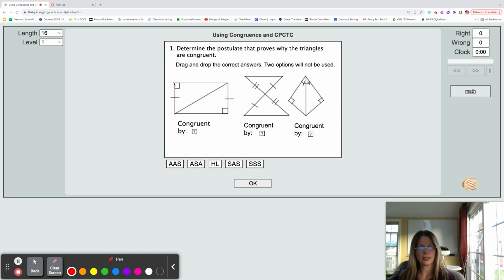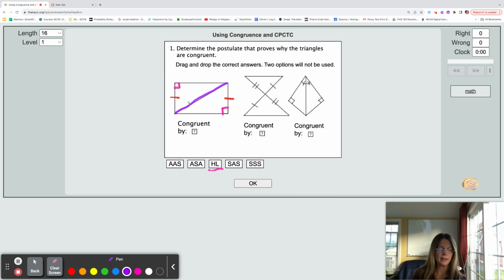And so in each diagram, we're going to look at the markings, and we're going to notice in this first pair of triangles that there is a side in this triangle that is congruent to a side in that triangle. We're also going to notice that there is a right angle in each triangle. So we're wondering, could it be hypotenuse leg? Well, there also is going to be a side that they share. This hypotenuse is a side that they share.